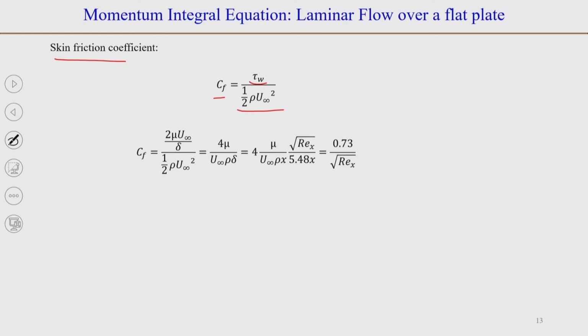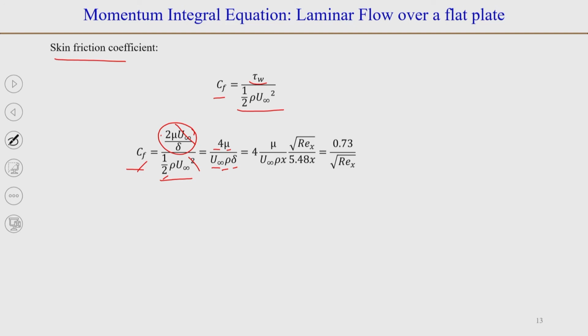So, the skin friction coefficient will be tau w, which is 2 mu u infinity by delta, divided by half rho u infinity squared. One u infinity will cancel, and you will have 2 by 2 into 2 multiplied. So, you will have 4 mu divided by u infinity rho into delta. Now, delta is a function of x. So, Cf is also going to be a function of x.